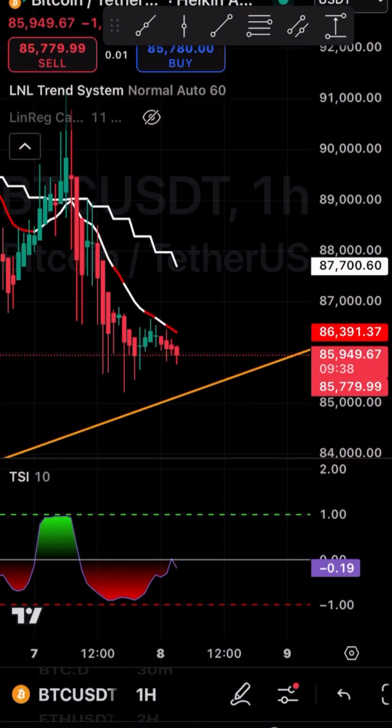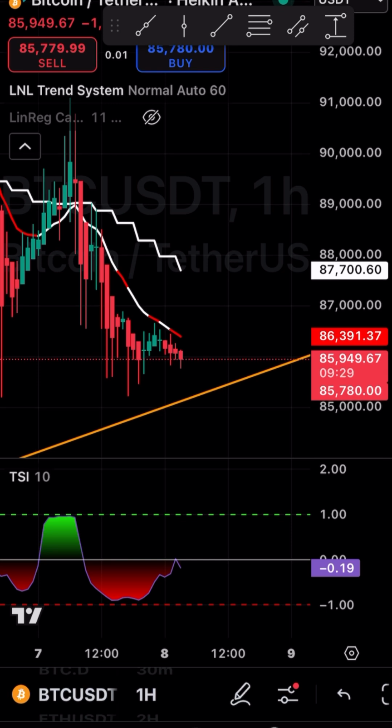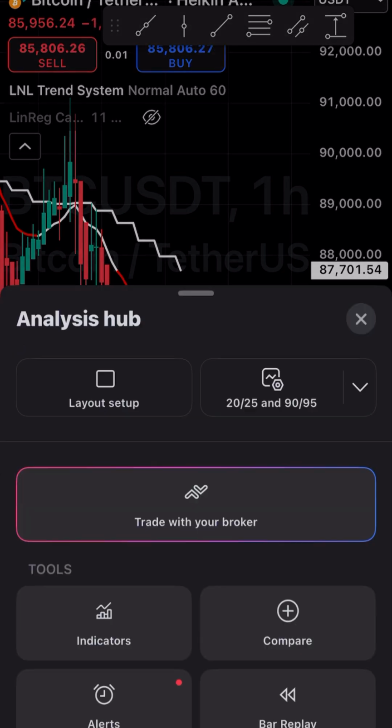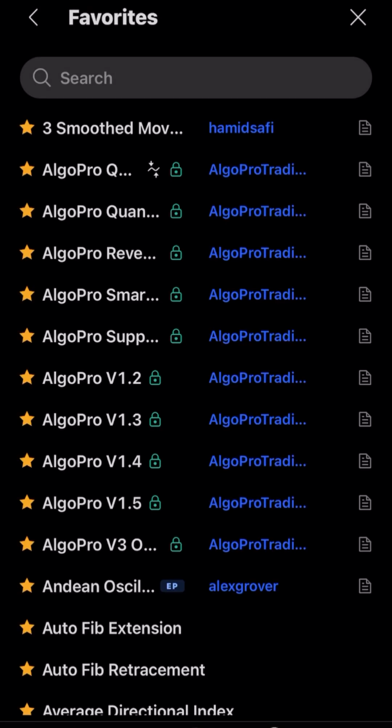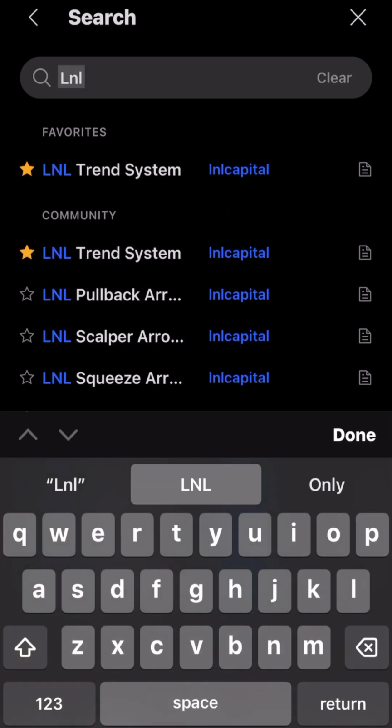Okay, for this example, we're going to be looking at Bitcoin. We're going to be doing this on the hour. The first thing you want to set up is the LNL trend system. So you want to go to your indicators, and you want to go to LNL trend system.